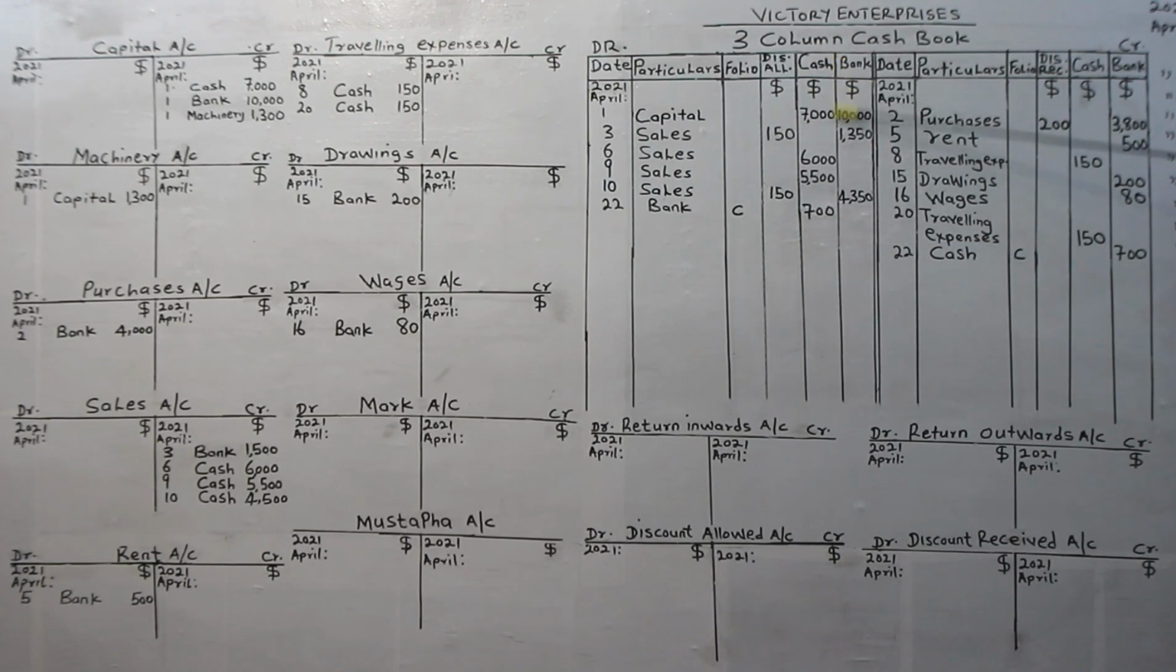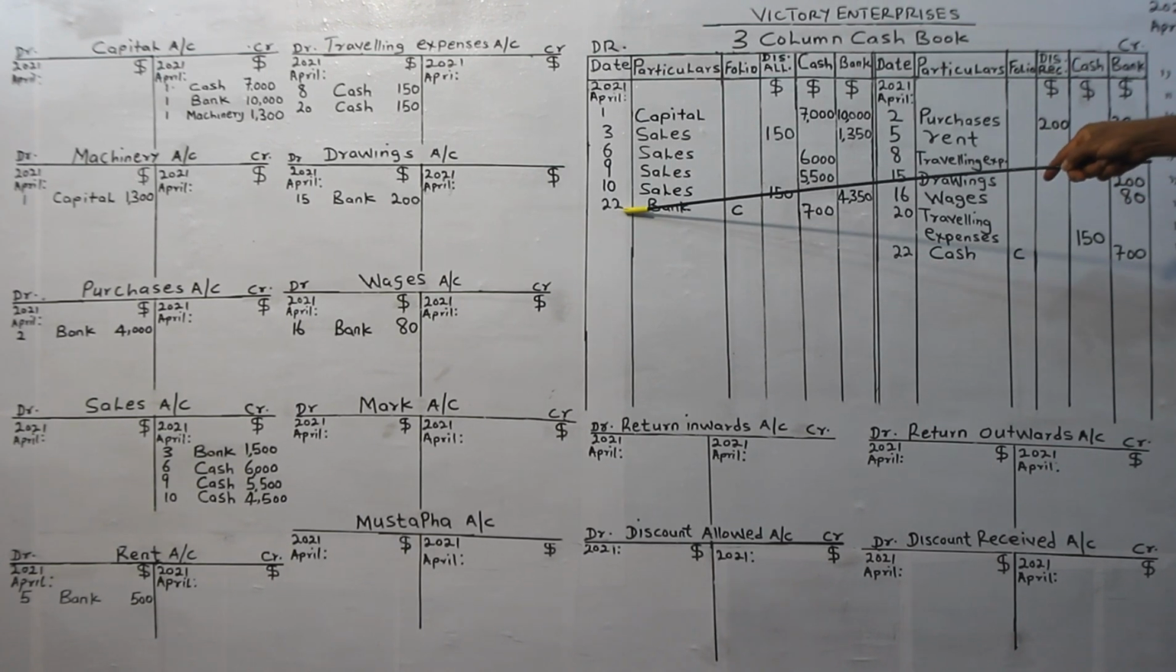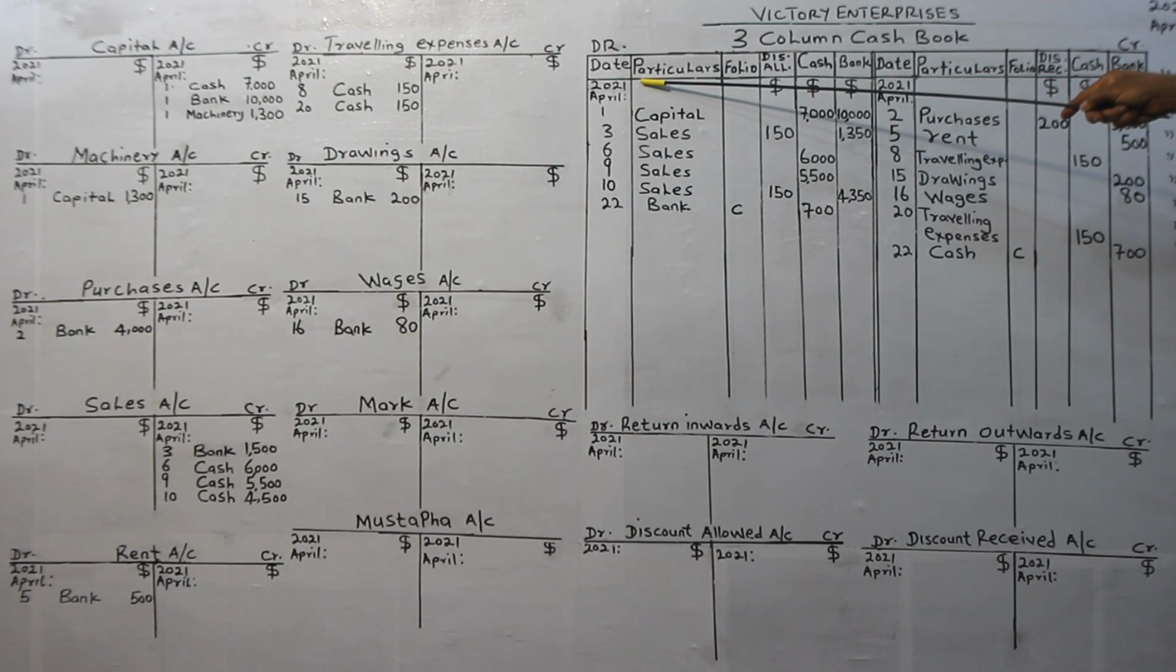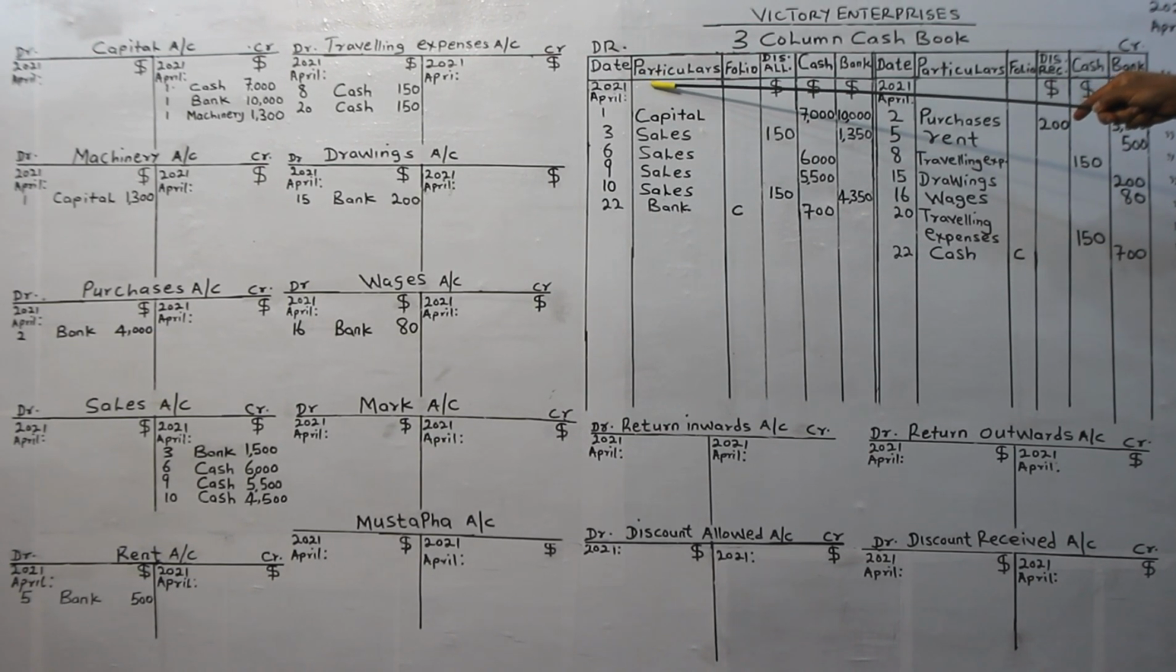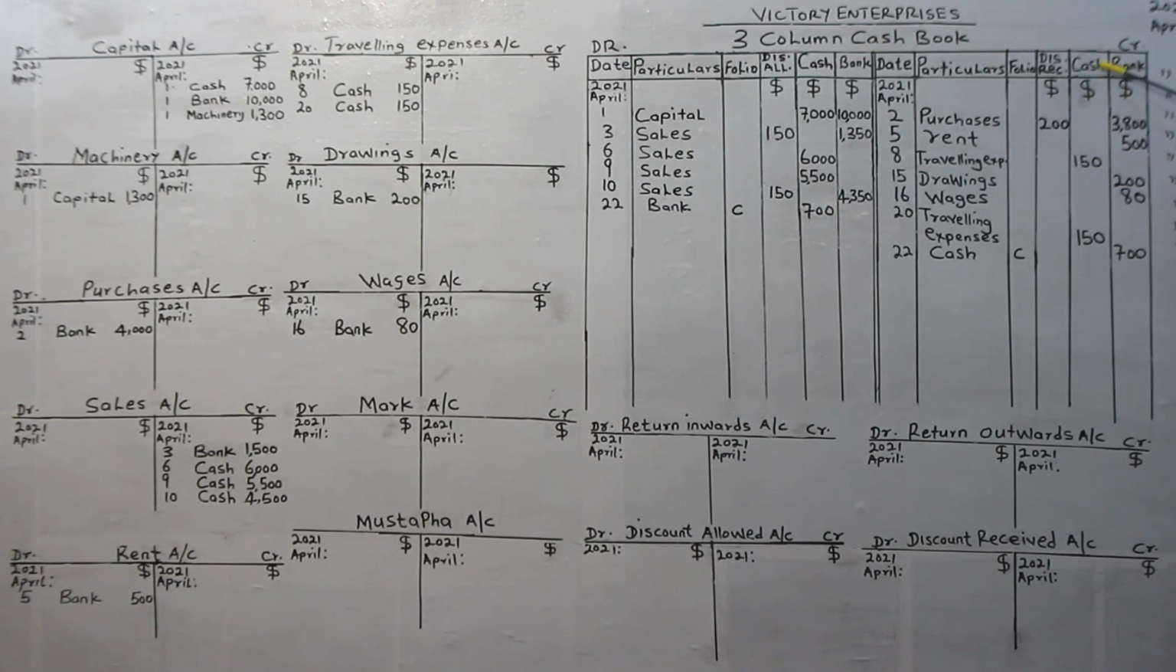Of course, the cash of $700 was received from bank on the 22nd of April 2021. It is called contra entry. The two entries are in the cash book because the cash column and the bank column for giving out belong to the same Victory Enterprises, while the cash column and bank column for receiving also belong to Victory Enterprises. So it is just a movement of cash from the bank.